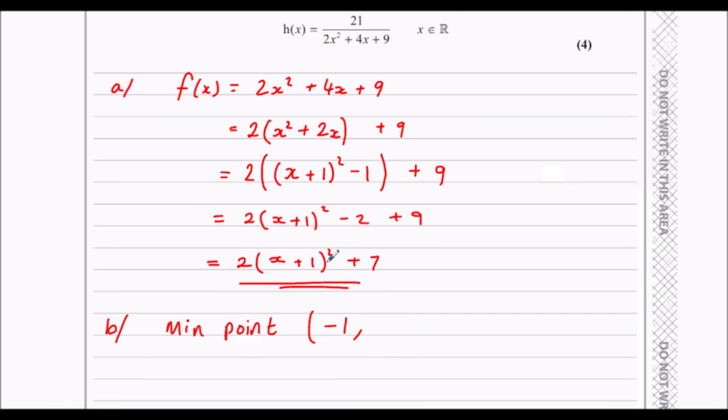And then if the bracket's worth 0, we've got 0 squared times 2, which is 0, plus 7. So y will be 7. So the minimum point's at -1, 7. So that's up here. And it's a U-shaped curve, so it's not going to cross the x-axis. It's got no intercept for x, but it has got a y-intercept. So it crosses y when x equals 0.